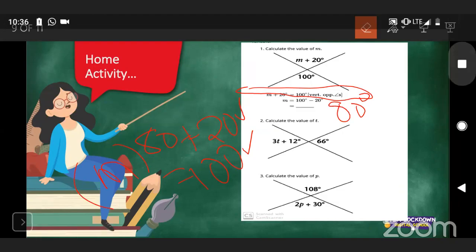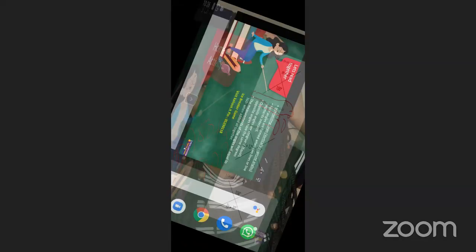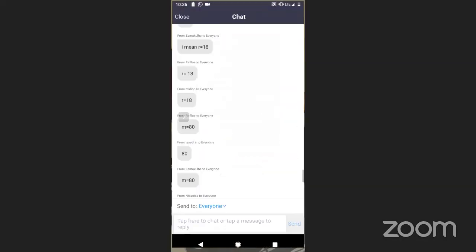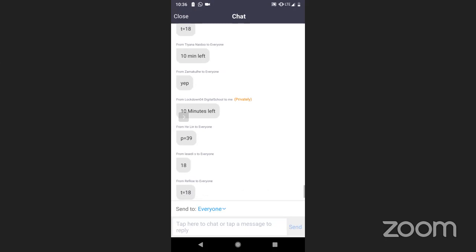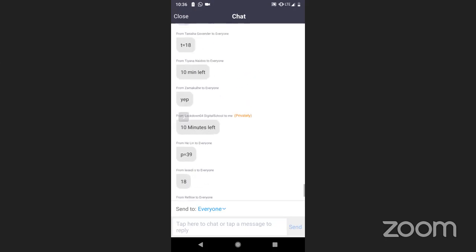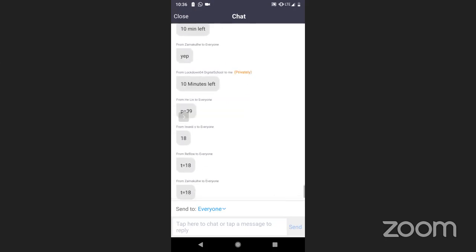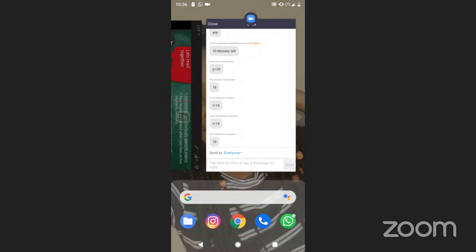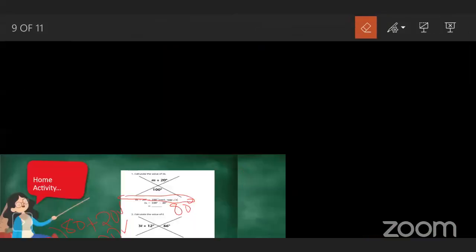Okay, so let me check the comments before I can do our corrections. Okay, so our t equals 18 degrees. Perfect. Our t equals 18 degrees. So let's do it first.